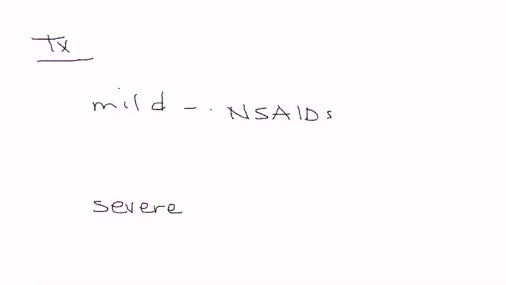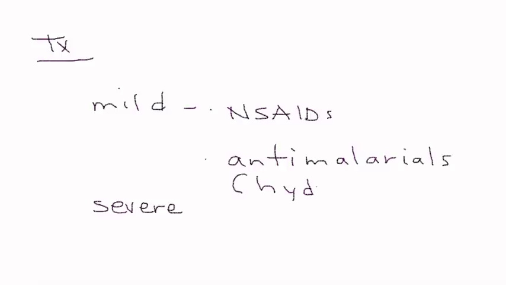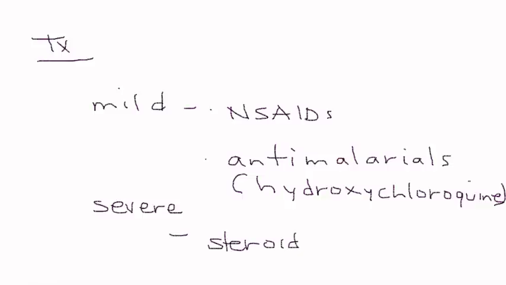Treatment of lupus. Really, there's two categories, mild and severe lupus. For mild, oftentimes just NSAIDs will be helpful enough to be sufficient. And then sometimes also, interestingly, anti-malarial drugs are used in mild cases. And one example of that is hydroxychloroquine. For severe cases of lupus, you're of course going to be using steroids and, for example, the famous prednisone.